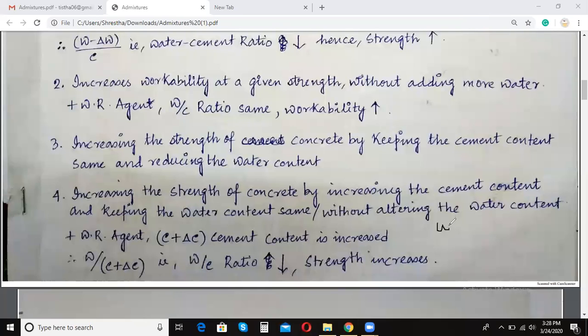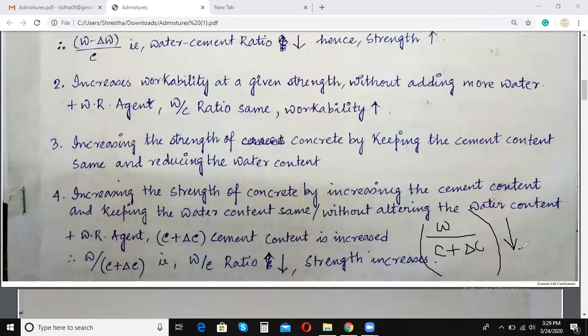Suppose this is my initial water cement ratio, and what am I doing? I am just adding some more quantity of cement, right? So let that quantity of cement be delta C. I'm increasing the cement content by delta C amount. So as a result of this, what happens? The water cement ratio gets reduced. And when water cement ratio gets reduced, what is happening? The strength is increasing. We are adding more amount of cement to the concrete, and strength will definitely increase when the cement content is more and the water content is less.